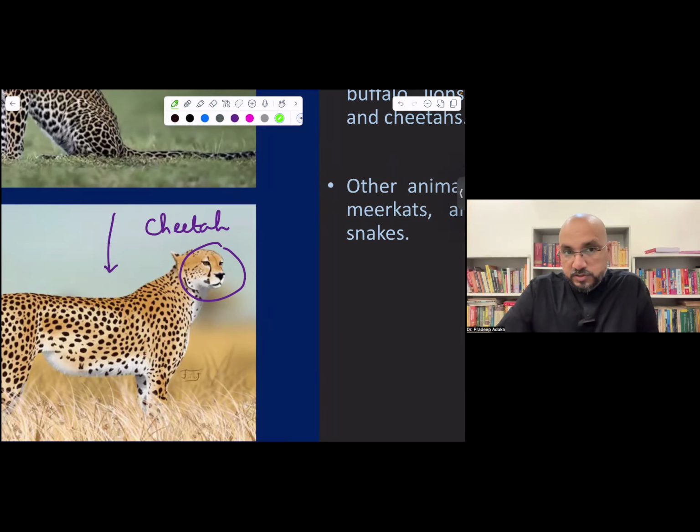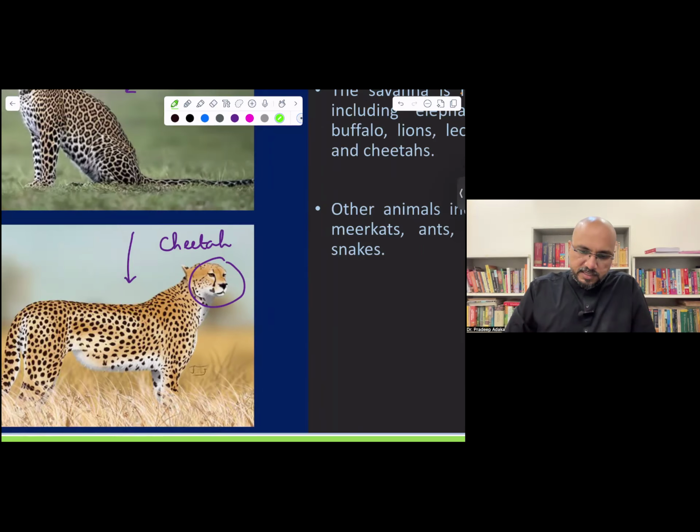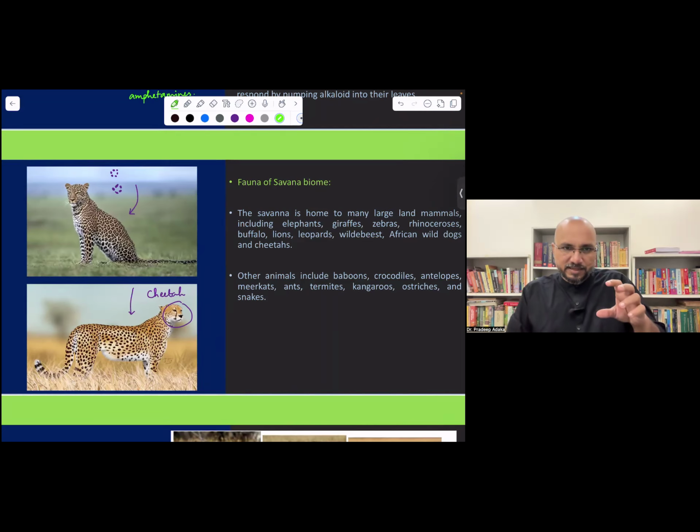Now this also has a purpose. It will reduce the glare of the sun, so that it can see clearly during midday. So there is less glare and it can hunt easily. Okay, to reduce the glare.